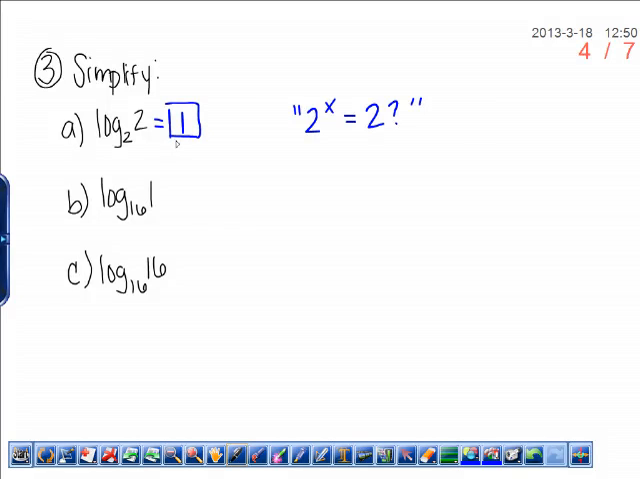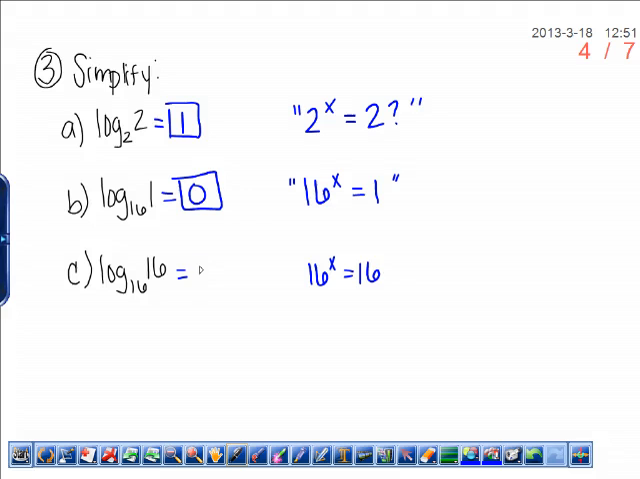All right, so look at B. Log base 16 of 1. So we go off to the side and we think 16 to what power gives us 1? 0. 16 to the 0 power gives us 1. So this is 0. All right, try C. So what's the little equation you think of in your head? 16 to what power equals 16? And what does that power have to be? 1.